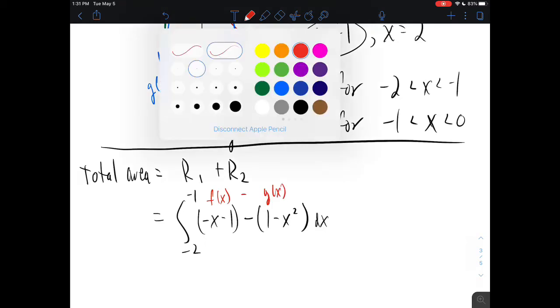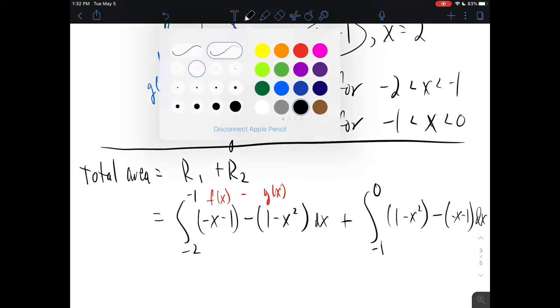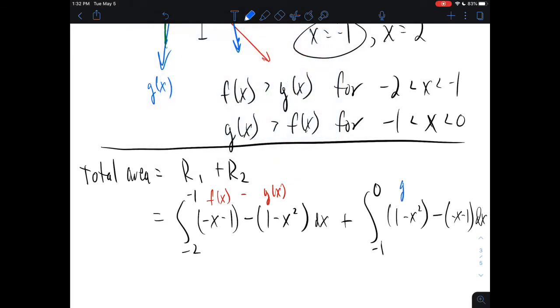But then the other integral for region 2, the limits would be from negative 1 to 0, and then you would have the function switched. So you'd have 1 minus x squared first, and then minus negative x minus 1, and then dx again. So I'm going to simplify my integrands, and then we can use antiderivatives and then evaluate. And you can't assume that the antiderivatives are going to be the same, mainly because when you subtract, things change when the order of subtraction changes.